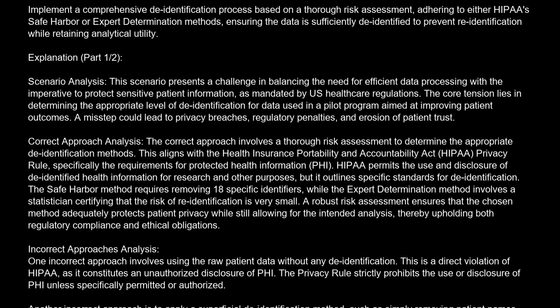Incorrect approaches analysis. One incorrect approach involves using the raw patient data without any de-identification. This is a direct violation of HIPAA, as it constitutes an unauthorized disclosure of PHI. The privacy rule strictly prohibits the use or disclosure of PHI unless specifically permitted or authorized.